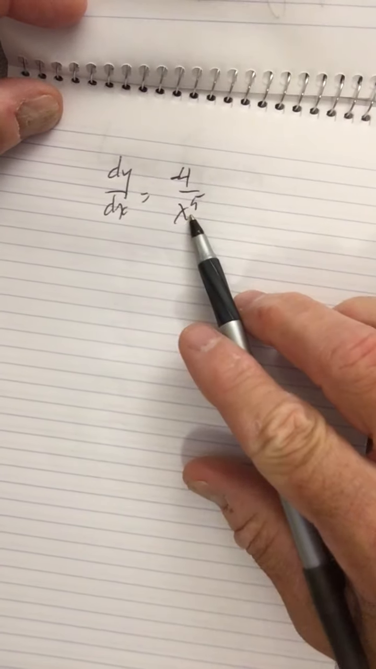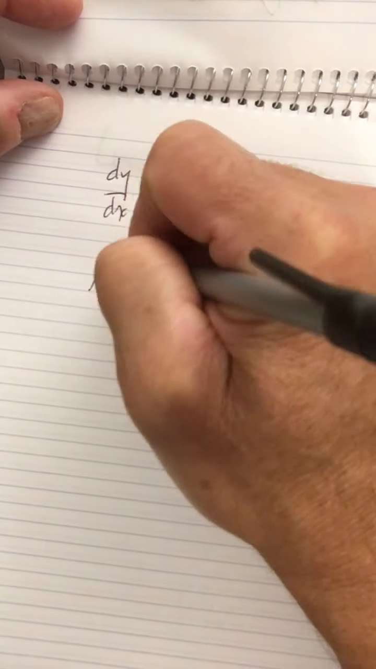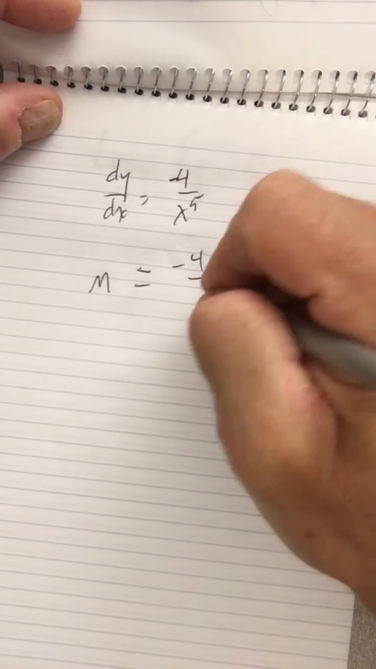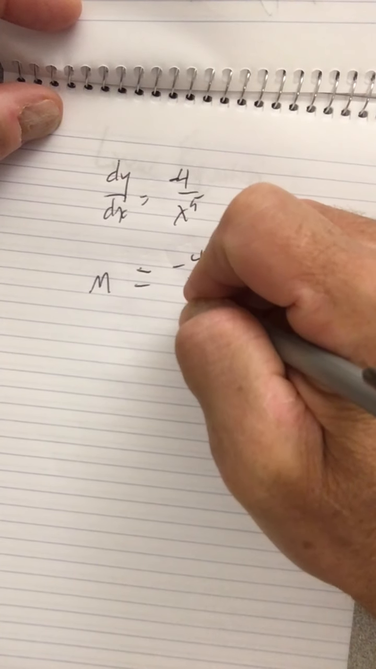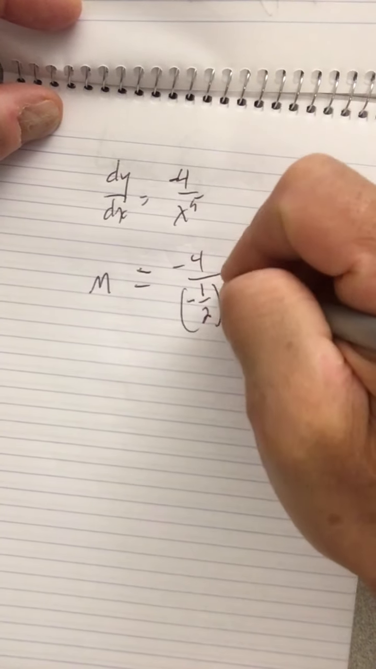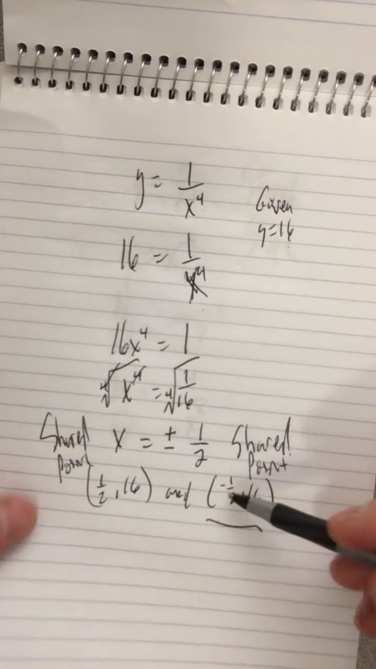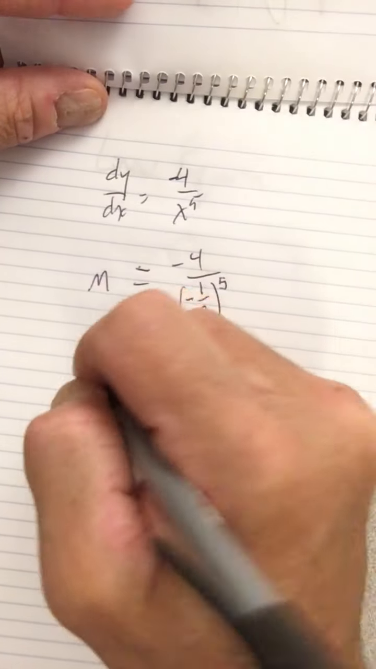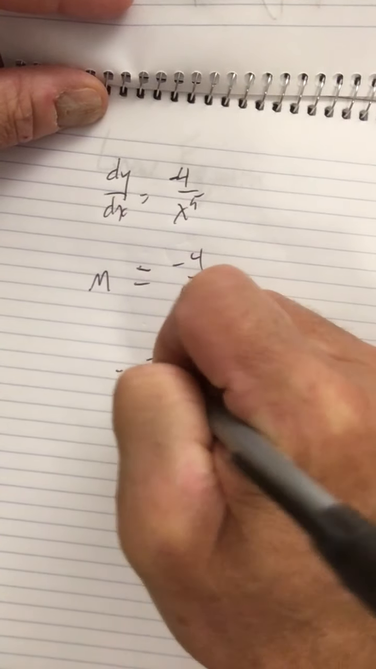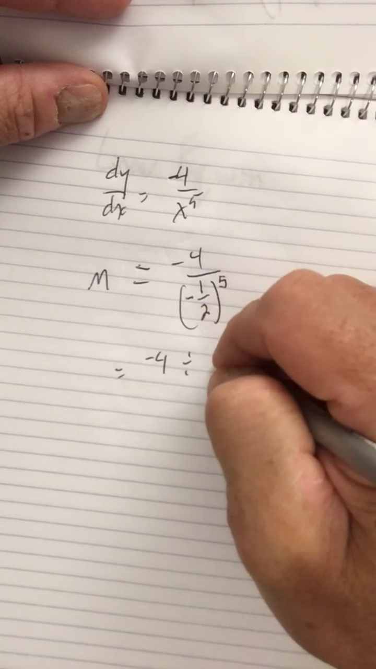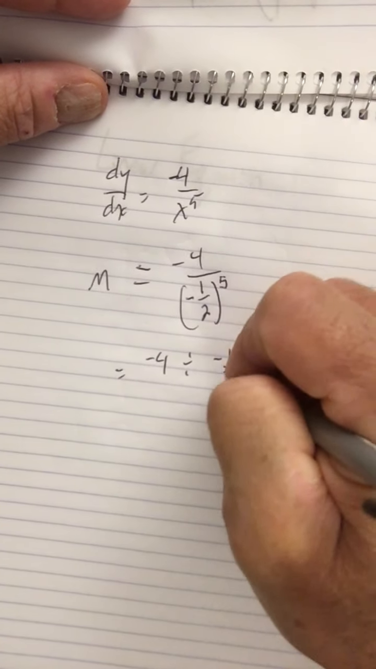So I want to take this derivative and evaluate it at the x value. Well, the x value, remember, was 1/2, or I said I'd do the negative one. Okay, so the x value of our shared point was negative 1/2, so I plug that in. So I get negative 4 divided by negative 1/2 to the 5th, which is negative 1 over 32.